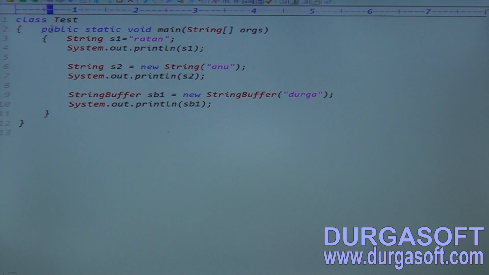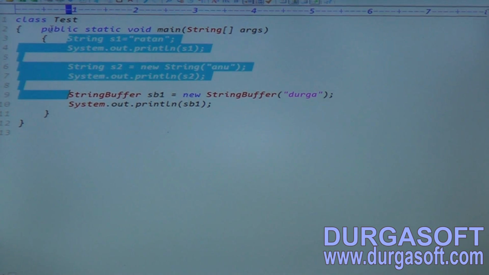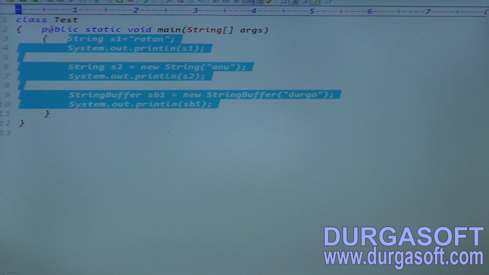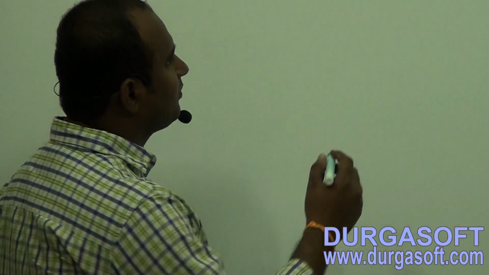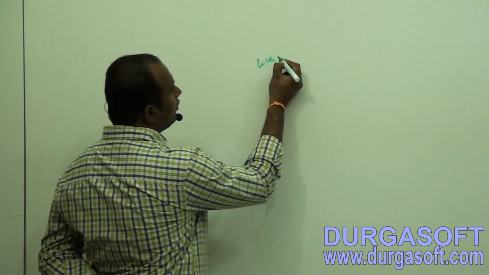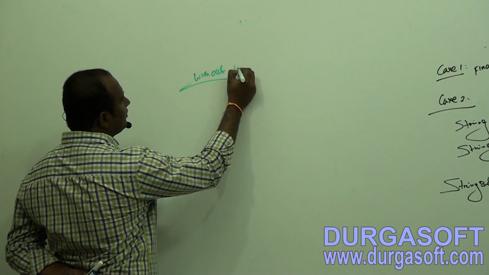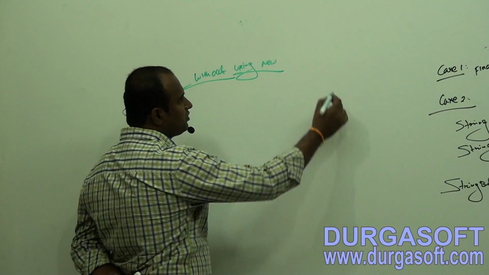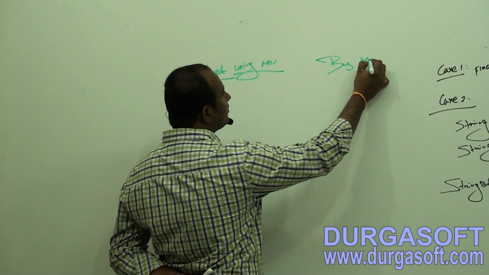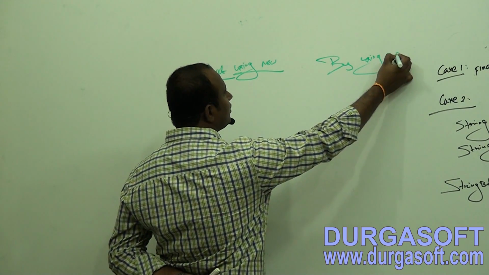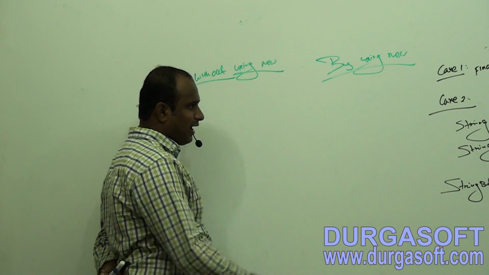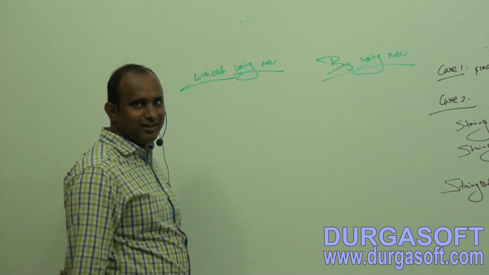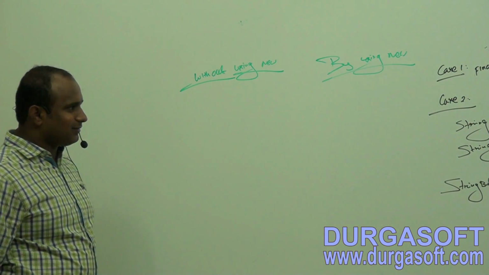Here, two approaches are there to create a string object, and one approach is there to create a string buffer object. Now we will discuss the difference between without using the new operator and by using the new operator. The first approach is without using new. What is the second approach here? By using new. Don't think about my handwriting, it's a little bit difficult, dangerous writing. Try to understand the points.